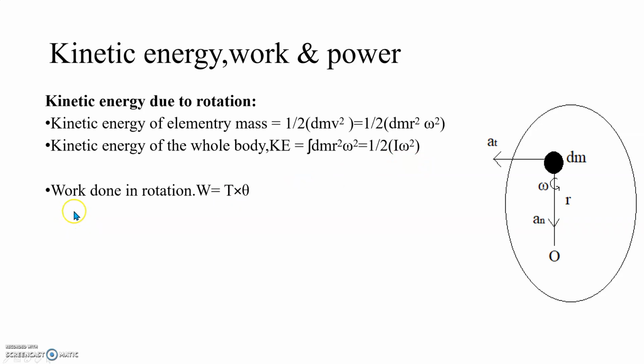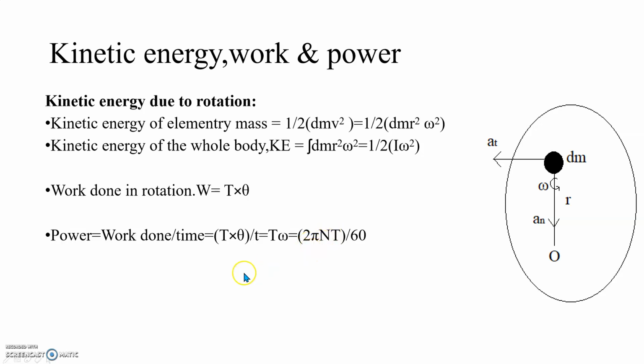Now work done in rotation. In rectilinear motion, work done is force into linear displacement. Here, work done equals torque into angular displacement. Once we get work done, power can be determined by dividing it by time, that is T into theta by t, which is equal to T into omega, where omega we can determine by substituting the formula 2 pi N by 60, where N is in rpm. All these formulae you should keep in mind in order to solve simple problems.